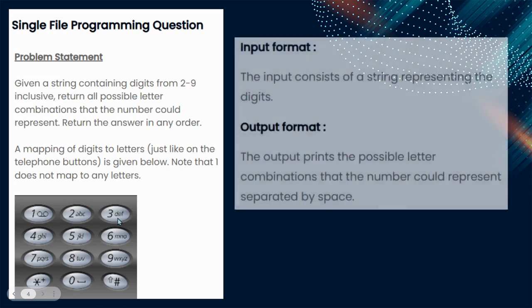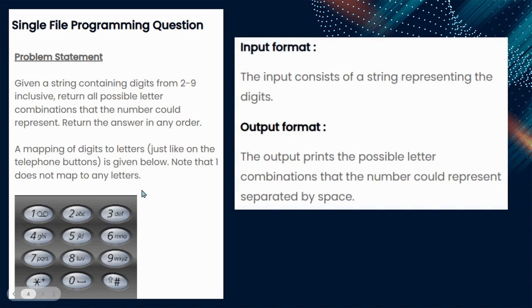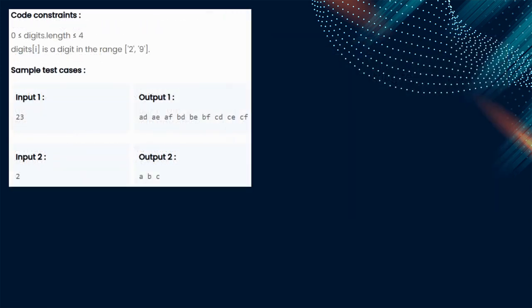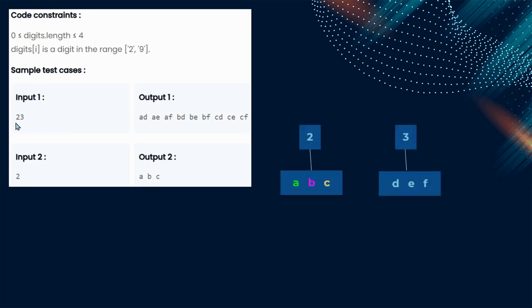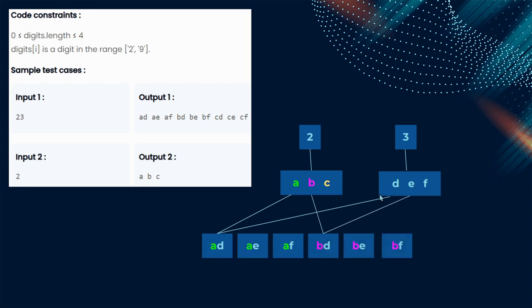So the input format is going to be a string representing the digits, and the output format is going to be the letter combinations. For better understanding, we can see an example. For example, 23 is given as a string, 2 corresponds to ABC and 3 corresponds to DEF. All the possible combinations should be formed: A with DEF, B with DEF, and C with DEF. Finally, these strings should be written as a list of strings.